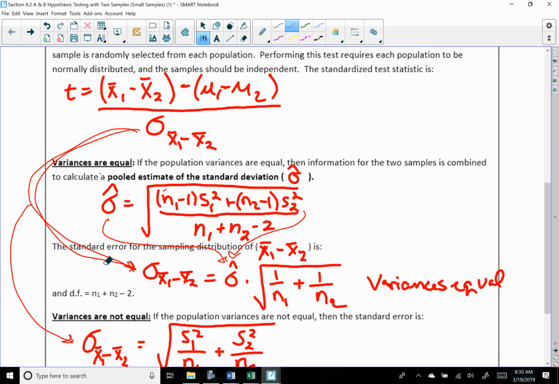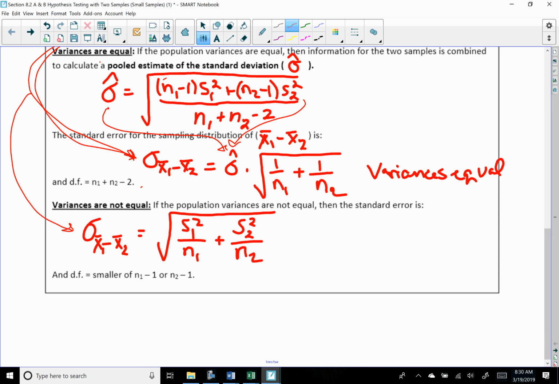You would then use that to calculate the standard error by plugging it in and multiplying by the square root of 1 over n1 plus 1 over n2. And in this case, the degrees of freedom would be n1 plus n2 minus 2. Okay, and the reason why it's this instead of what we're usually used to, like n1 minus 1 or n2 minus 1, is that we're combining both samples here. n1 plus n2 minus 2, we're subtracting 2 instead of 1 because there are two different populations that we're dealing with.